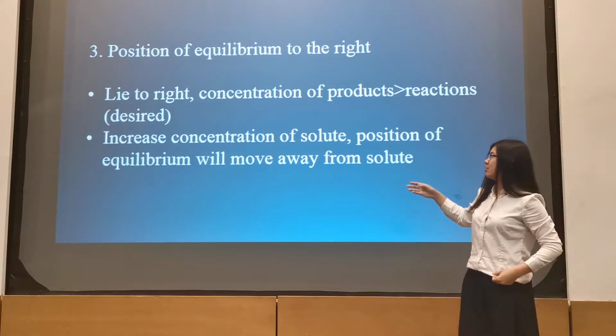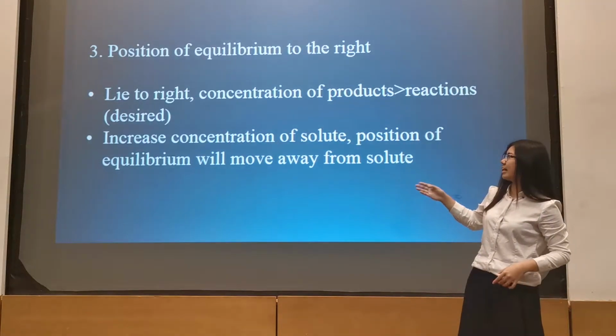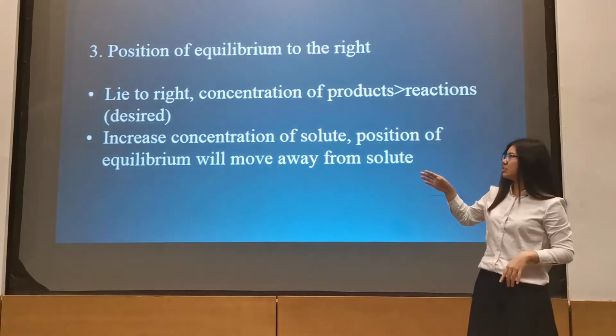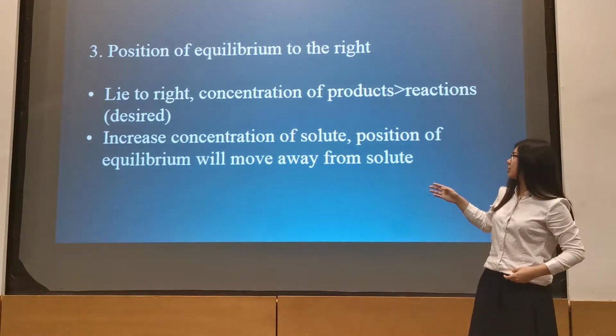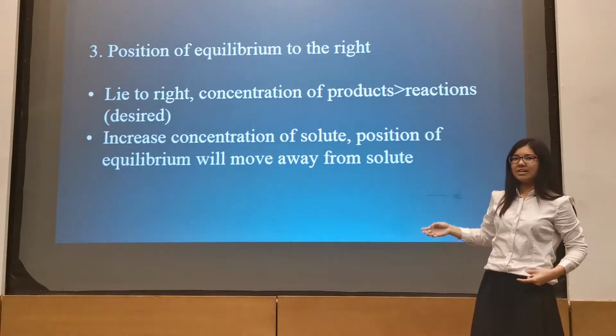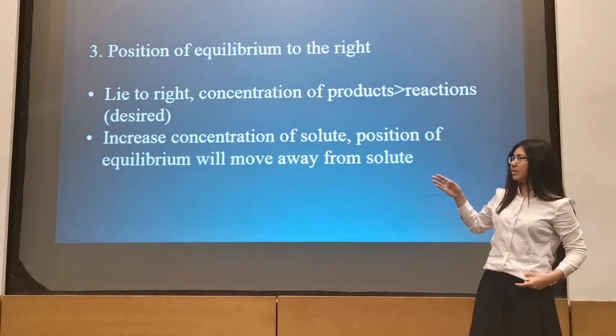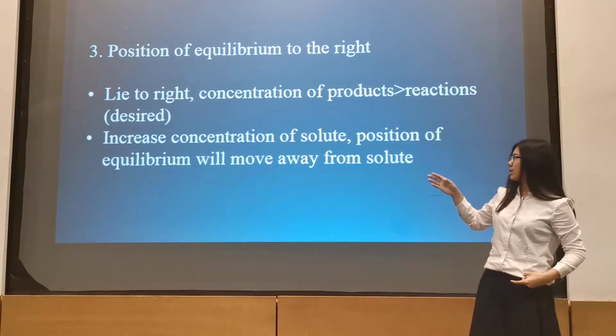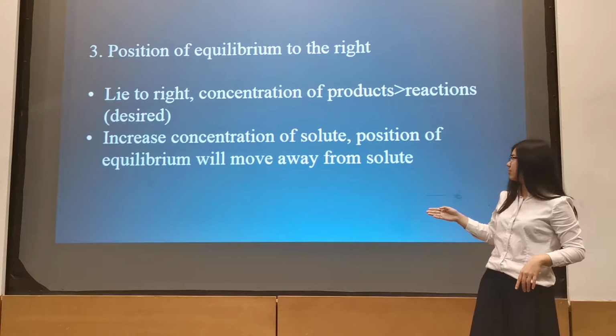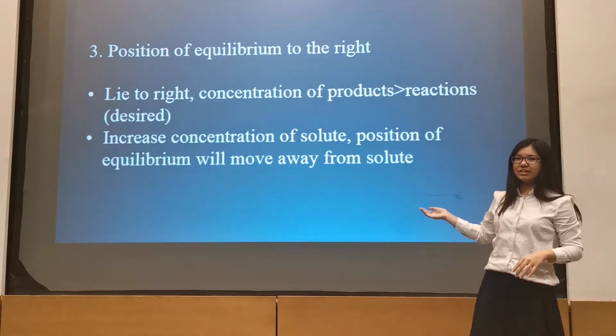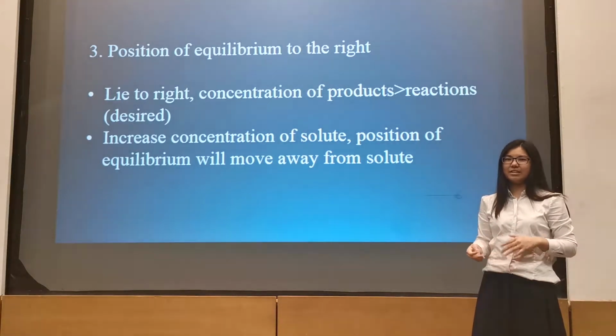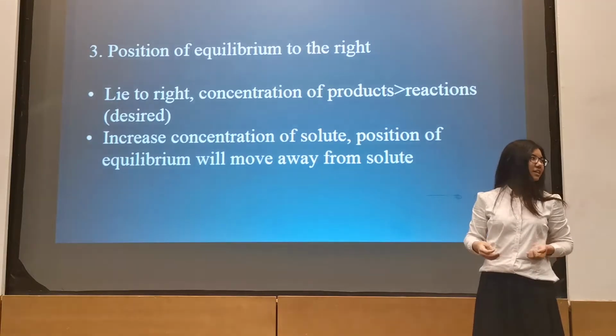The third one is shifting the position of equilibrium to the right. When the position of equilibrium lies to the right, the concentration of products will be higher than the reactants, which is our desired condition. So we increase the concentration of the solute, then the position of the equilibrium will lie to the right and the products will increase.